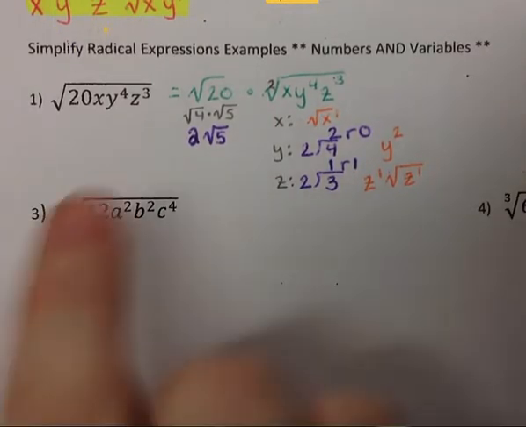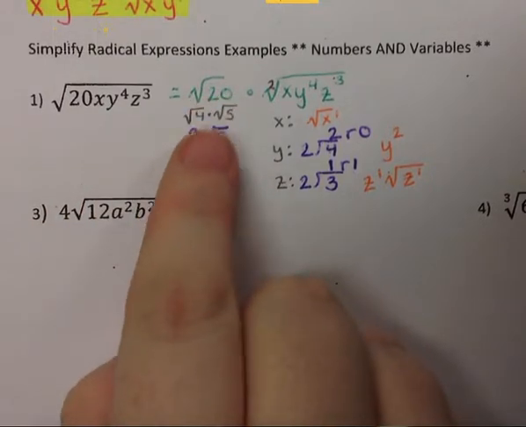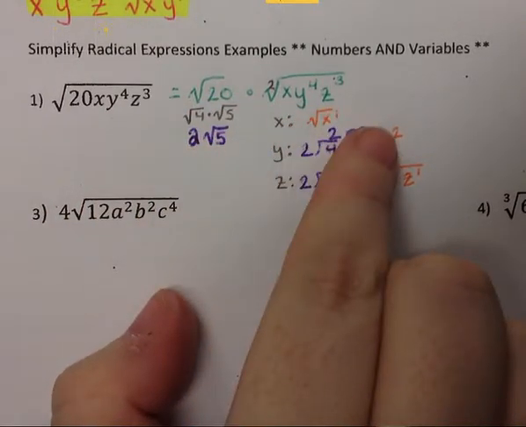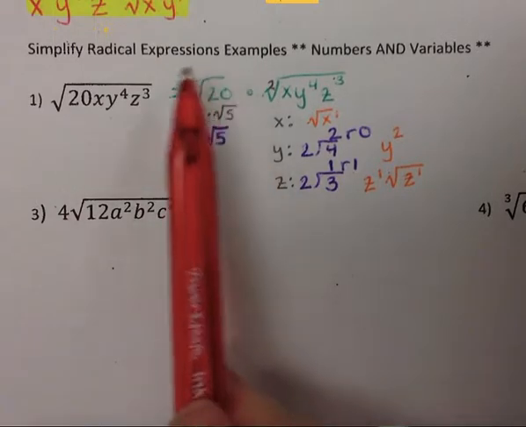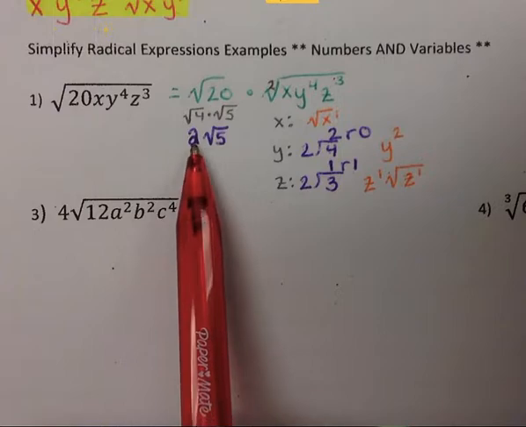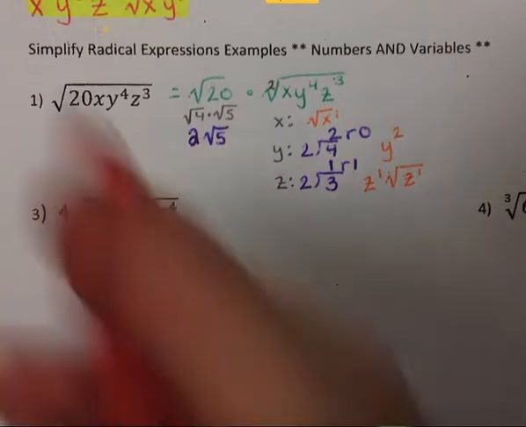Now that we have actually simplified each individual part, we've simplified the number, the x's, the y's, and the z's, we can put them all together. So as previously stated, we put all of our coefficients together. All of our coefficients will multiply to each other. So if we look at our number first, because that's the first thing we did, our coefficient is 2. So this is 2.